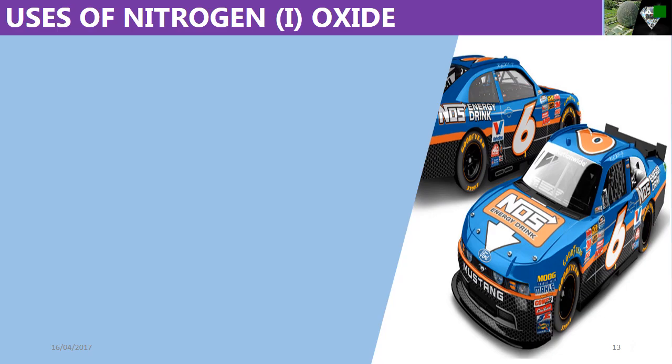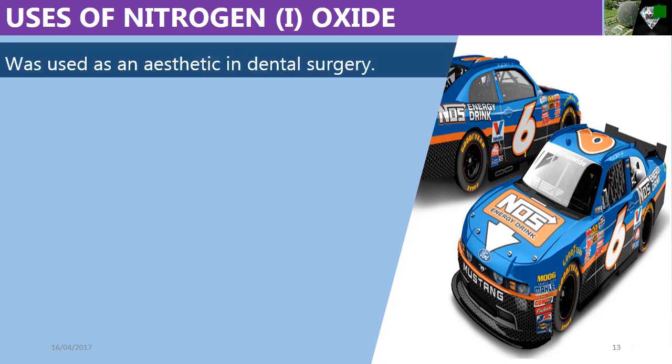The uses of nitrogen 1 oxide. Nitrogen 1 oxide is used as an anesthetic in dental surgery. This is kind of an old school way of giving anesthesia to dental patients. It was used back in the 80s and late 19th century. However, it was found that nitrogen 1 oxide has adverse effects on the health of a person if taken in large quantities, and therefore it was stopped.